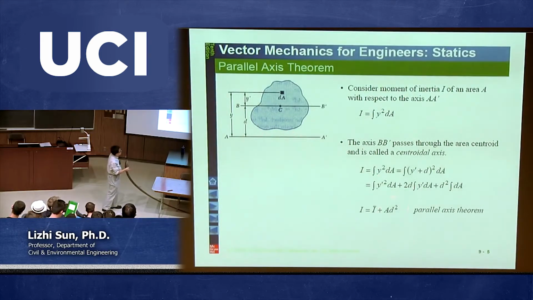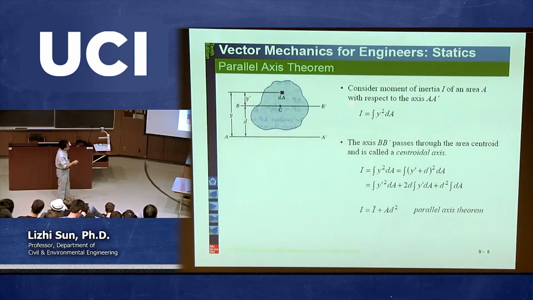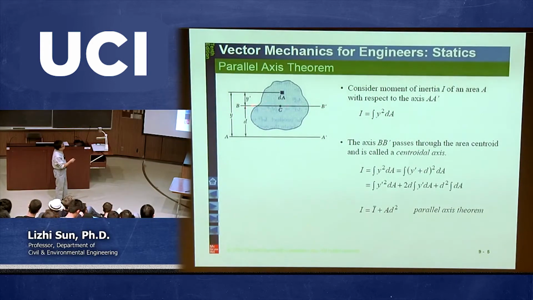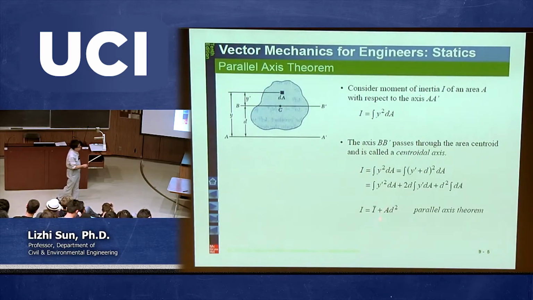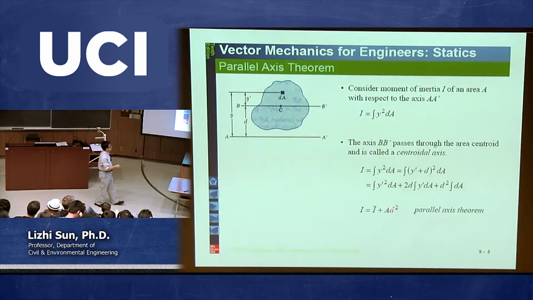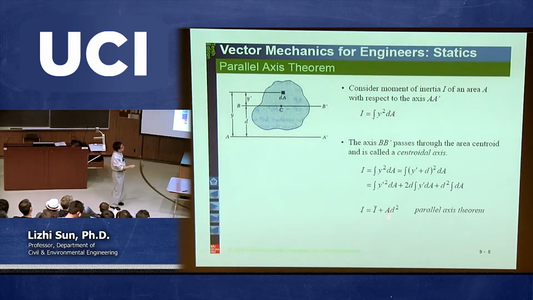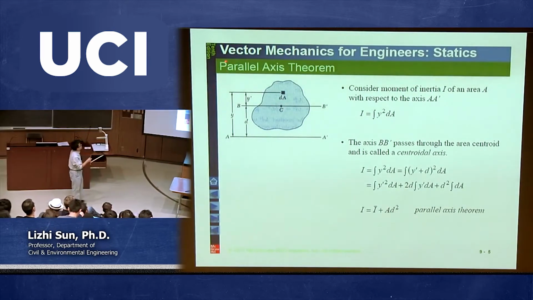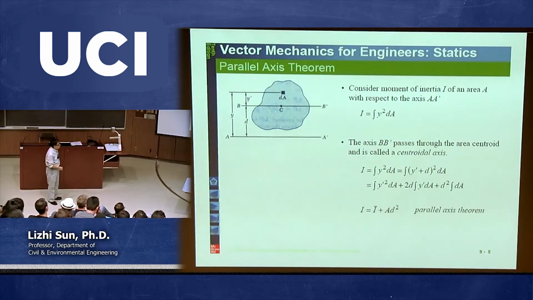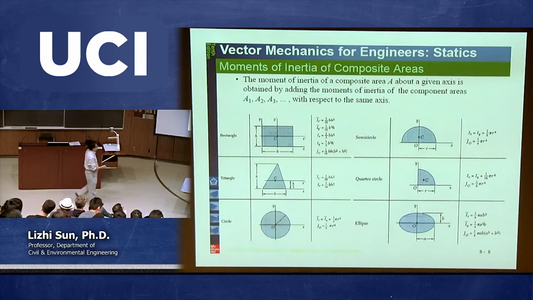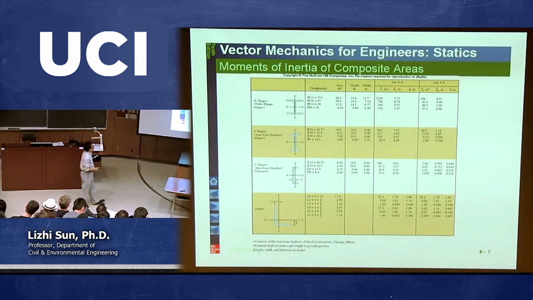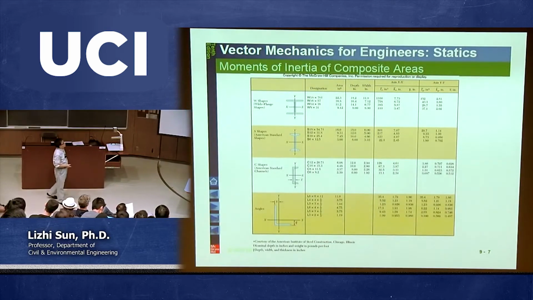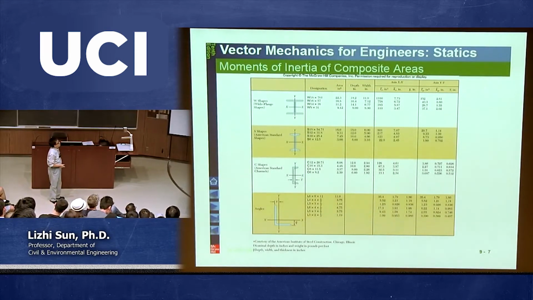And then we can use this equation to calculate the moment of inertia with respect to this axis, which is equal to the moment of inertia with the special axis passing through the centroid, but parallel to this one, plus the area times d squared. And that is the theorem we call the parallel axis theorem. With this one, we can calculate typically the moment of inertia of pretty much all the special cross-section areas.